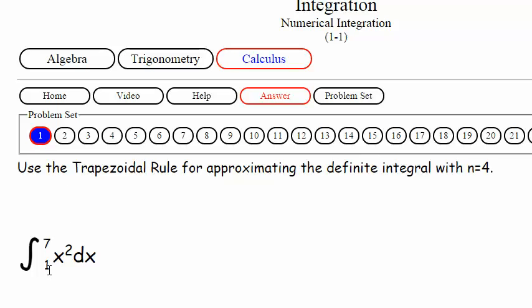So here we go. We got the integral going from 1 to 7 of x squared dx. Now we're going to use a rule called the trapezoidal rule, and if you don't know what a trapezoid is, I guess I'll draw one up for you.